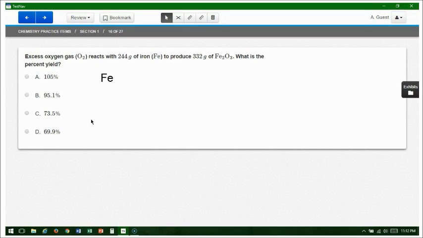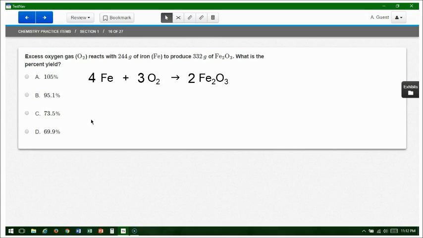So we start with iron. It reacts with oxygen, O2, and it produces the product Fe2O3. Now we have 2 oxygens on the left and 3 oxygens on the right. So we'll put coefficients of 3 and 2 so we can get 6 oxygens on each side. But now we have 4 irons on the right, so we add a 4, and the equation is balanced.